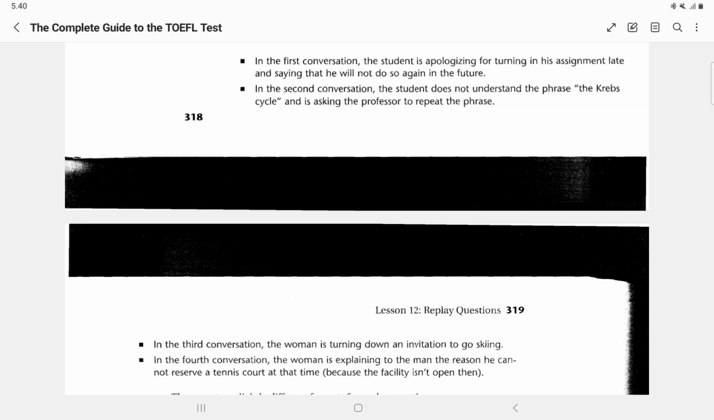Conversation number 3. Hey Laura, you want to go skiing up at Snowberry this weekend with my roommate and me? I'm sorry, I wish I could, but I've got to hit the books this weekend. I have a big test in my calculus class on Monday.